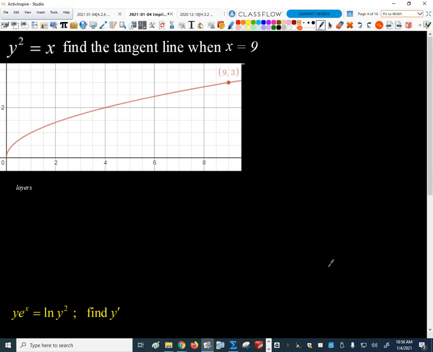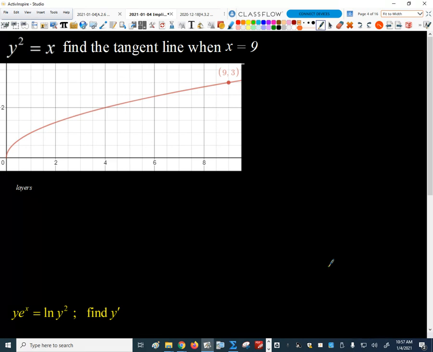y squared equals x. Find the tangent line when x equals 9. Okay, what's the problem here? What's different and more difficult about this one? What do you think, Andrew? Okay, yeah, the y is not isolated, right? The y is a part of a power function. It's inside of a power function. I have a y squared there.